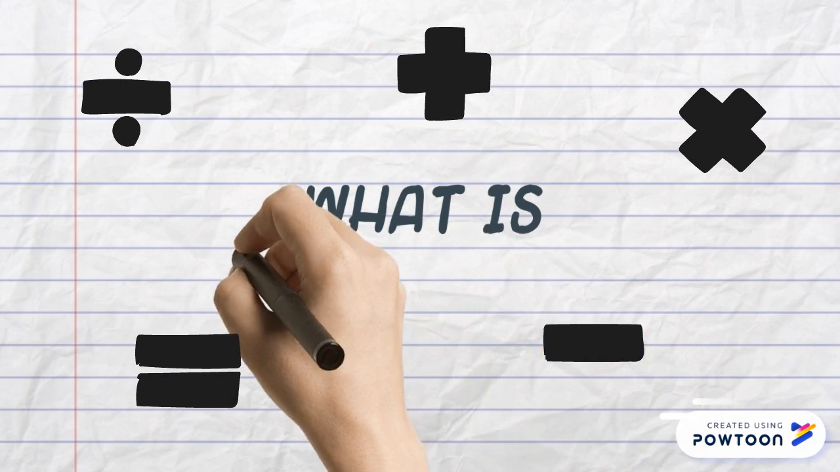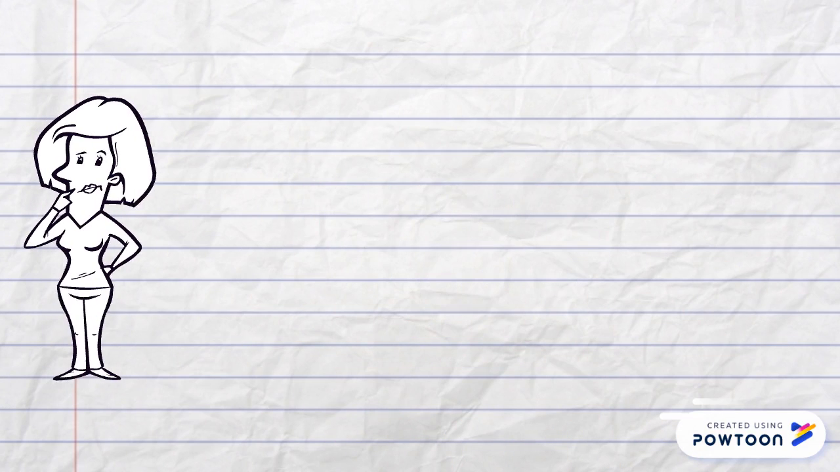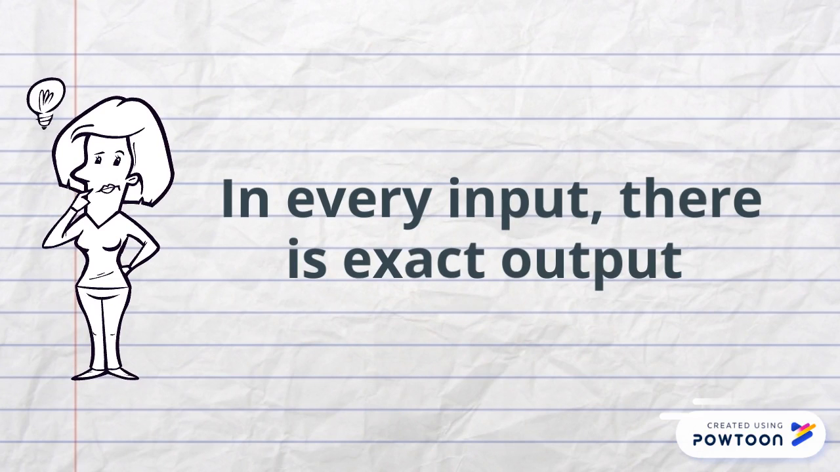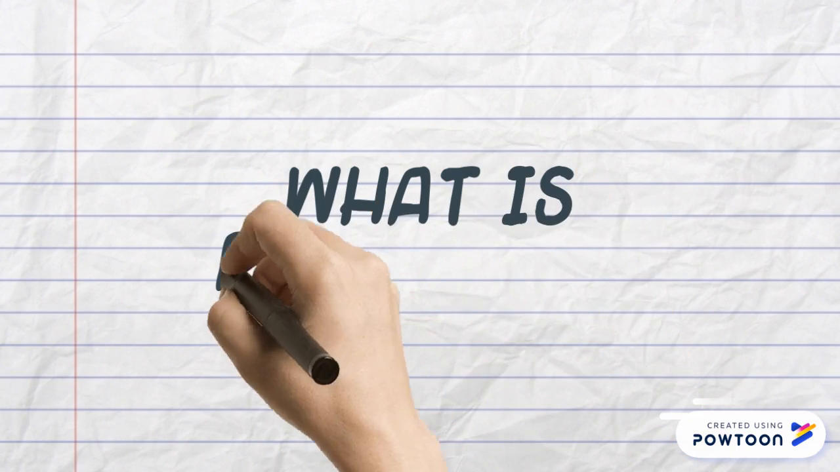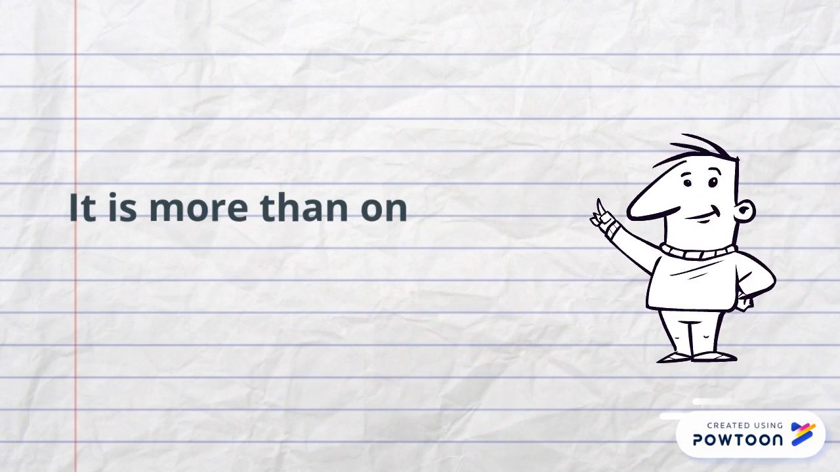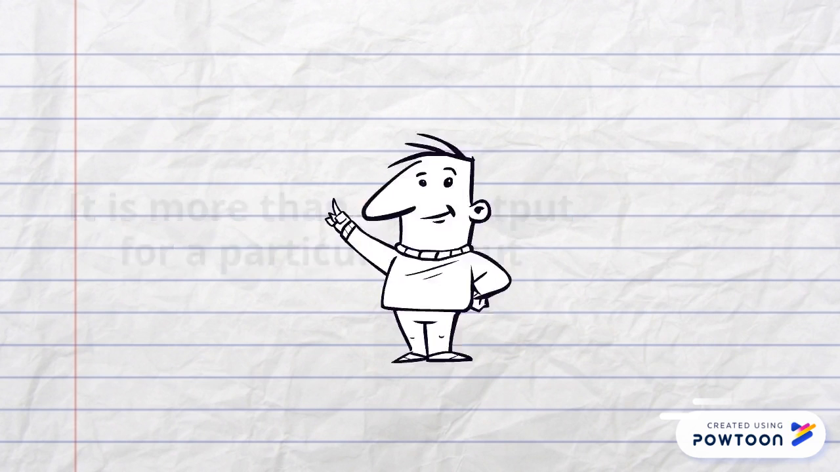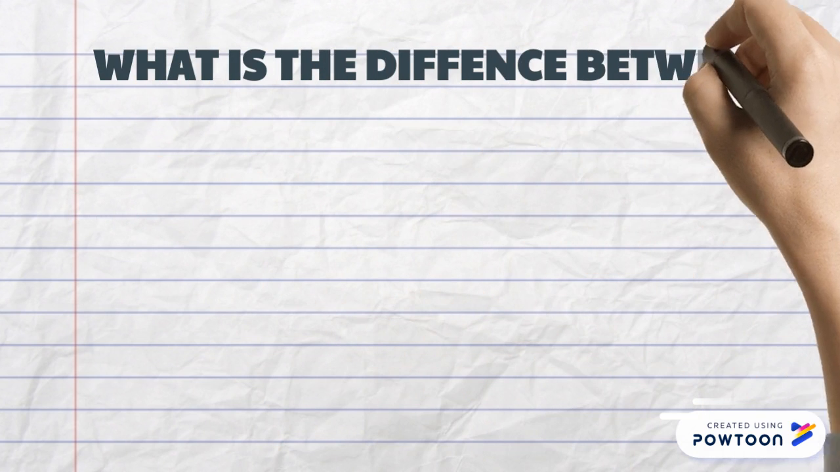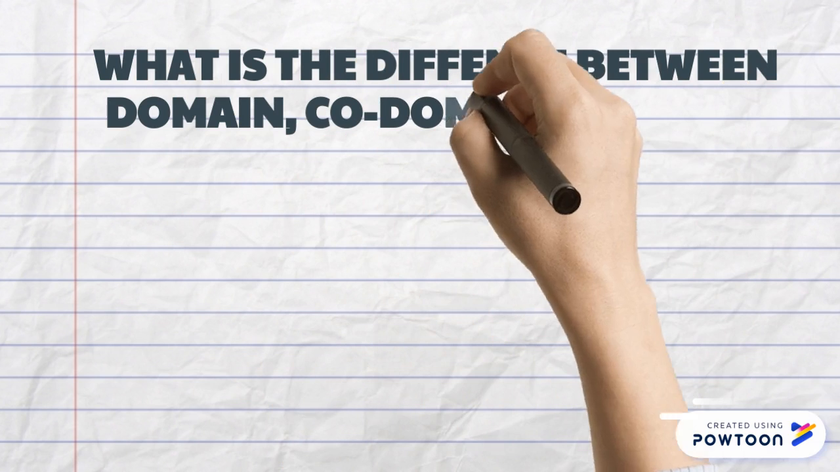What is a function? Functions: for every input, there is exactly one output. What is a relation? Relations: there is more than one output for a particular input. What is the difference between domain, codomain, and range?